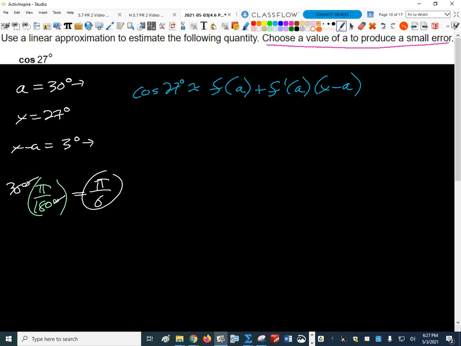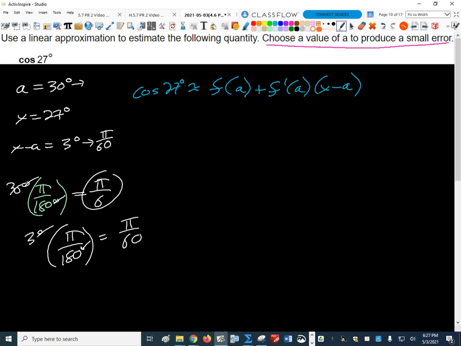But we do need to know what this is. What's 3 degrees? 3 degrees times pi over 180 gives us pi over 60. So that one we do need, pi over 60. Okay, that's what x minus A is going to be. And so now we should be able to plug a bunch of stuff in here.